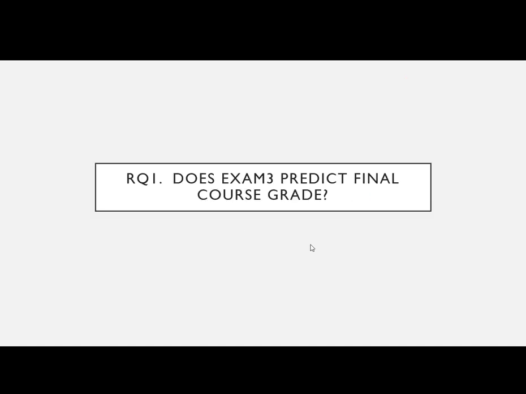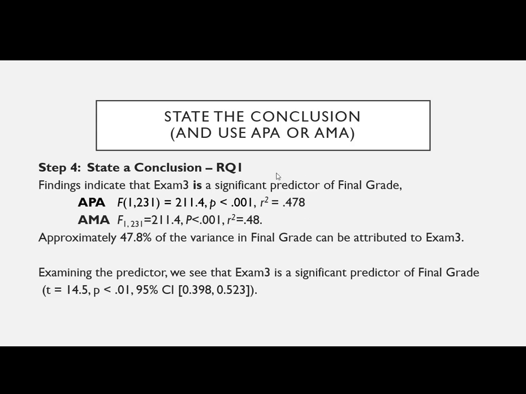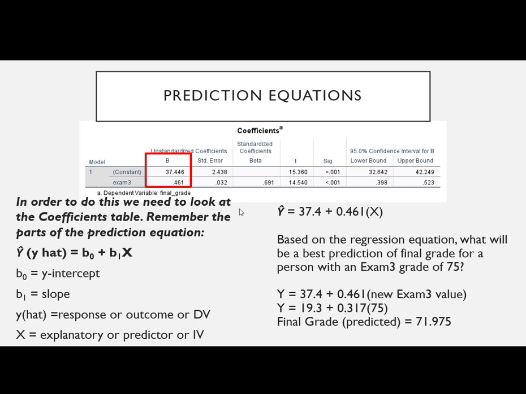All right, so let's remember our research question: does exam 3 predict final course grade? We'll state the conclusion, and here I give you AMA and APA. Findings indicate that exam 3 is a significant predictor of final grade, and we write it out. Approximately 47.8% of the variance in the final grade can be attributed to exam 3. Examining the predictor, we see that exam 3 is a significant predictor of final grade, and I report out the T statistic.